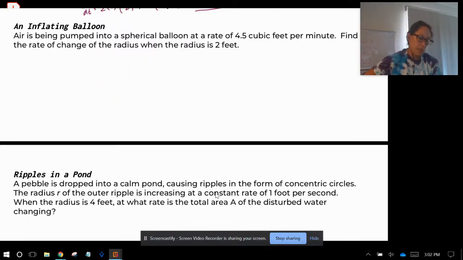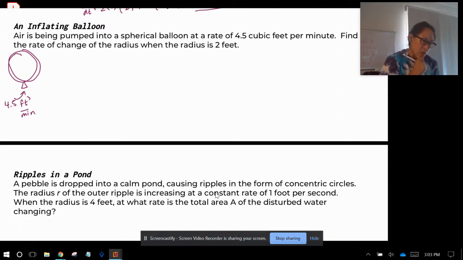Air is being pumped into a spherical balloon at a rate of 4.5 cubic feet per minute. Find the rate of change of the radius when the radius is 2. So first off, we're going to draw the balloon. Always drawing the balloon. Okay. And it says the air is being pumped into the balloon at 4.5 feet cubed per minute.